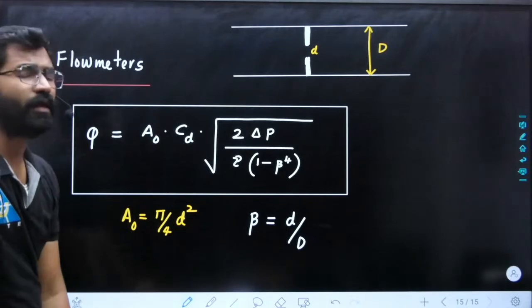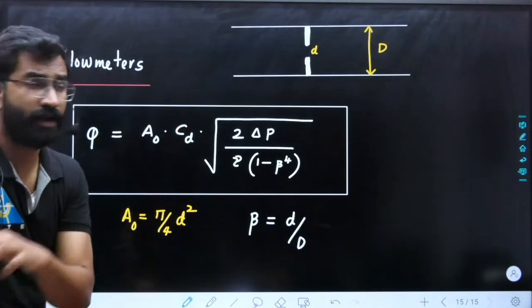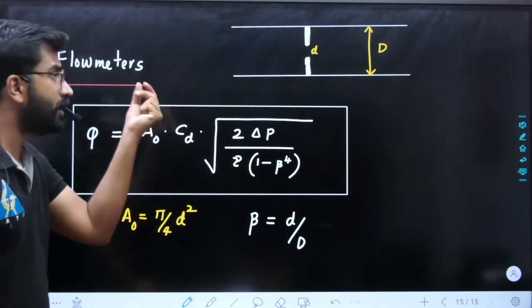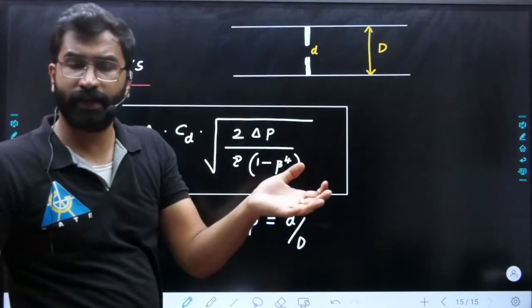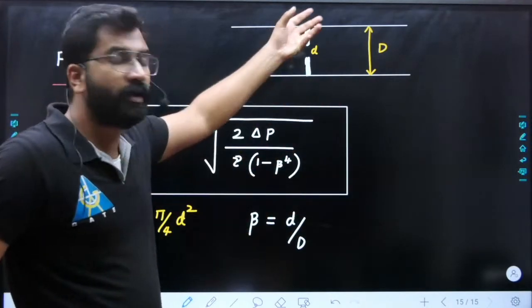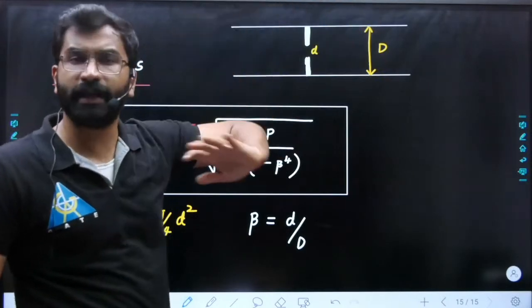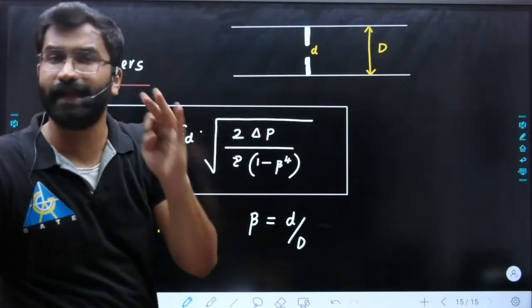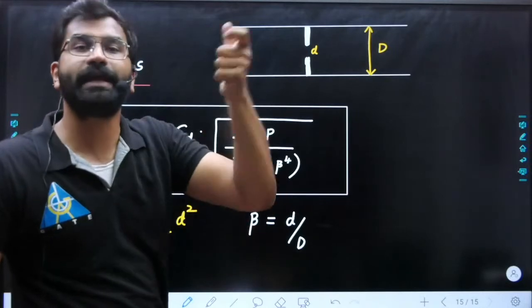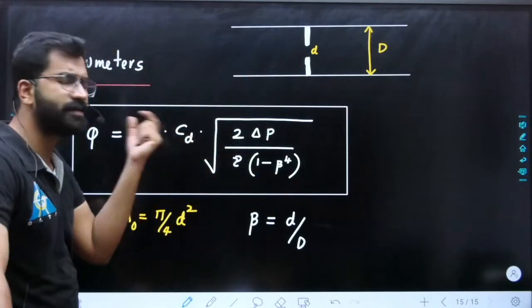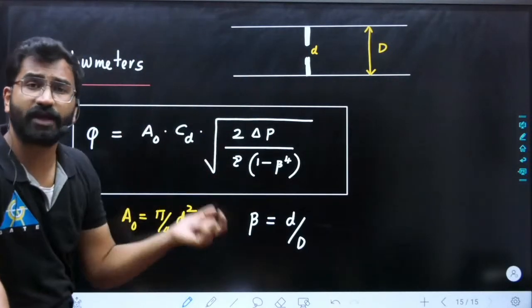Now, due to that, right, why do we use CD? Because we don't have the actual value, right. Obviously there will be some losses. If you remember the derivation, we did not consider losses. So to make a correction factor, we have used a CD so that we will get the actual flow rate.